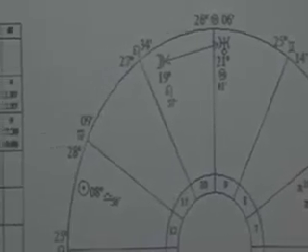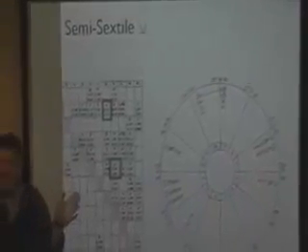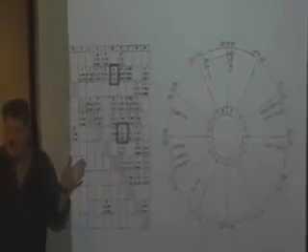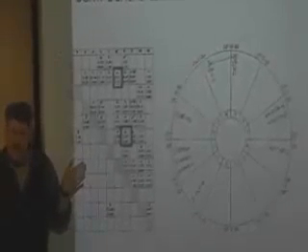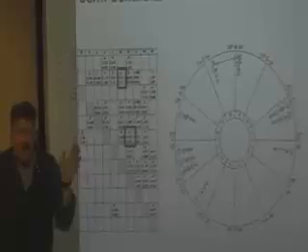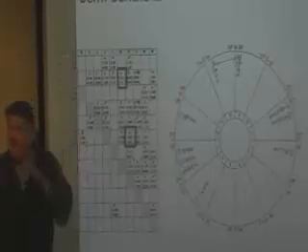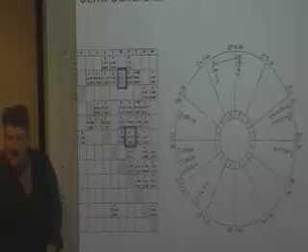And sometimes that will happen because you can have houses which are more than 30 degrees in width. And you can have a planet at the end of one sign, at any position in a sign, and still form a semisextile within that one house. And that's about the only time we get to use the 1 degree orb on a semisextile.